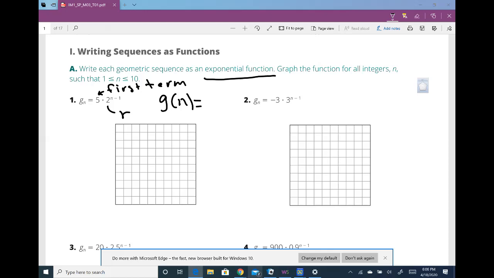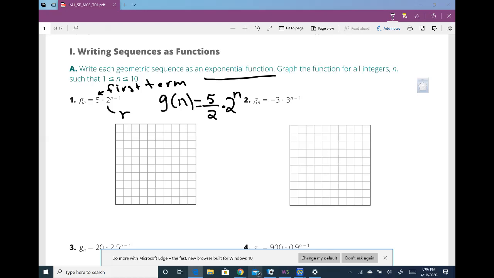Now we've got some options. We can write it as a decimal, or we can just write it as a fraction. I'm going to go ahead and write it as a fraction. So instead of multiplying by 2, I'm going to divide by 2. So it'll be 5 divided by 2, times 2 is the number we're going by. And this time, instead of n minus 1, since that's for the first term, it's just going to be to the nth power. Okay, and there's our function.